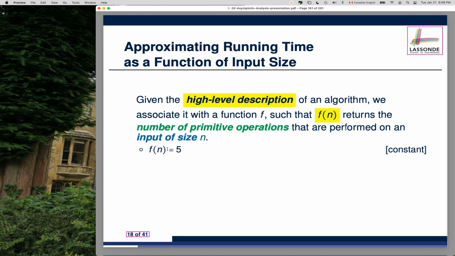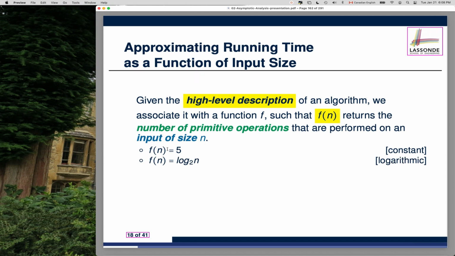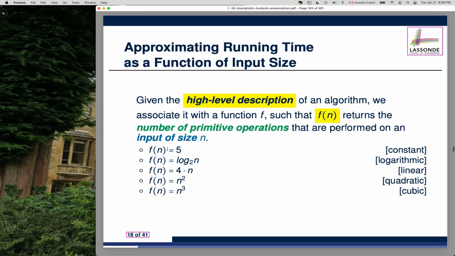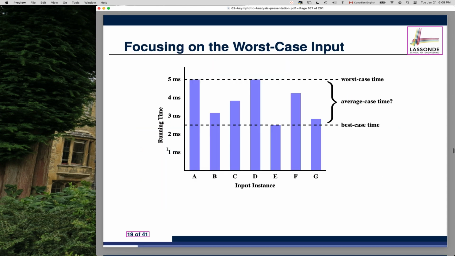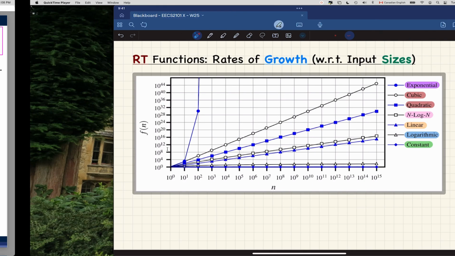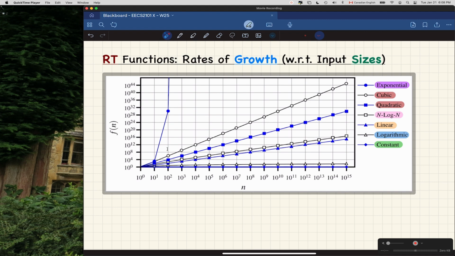We've got constant, logarithmic, linear, quadratic (n to the power of 2), cubic, and also exponential, etc. These are the common ones, but you might run into something in between, for example n log n that we just spoke about. Let's take a quick look at a summary. This diagram is also on your slide, but let me highlight some of them.